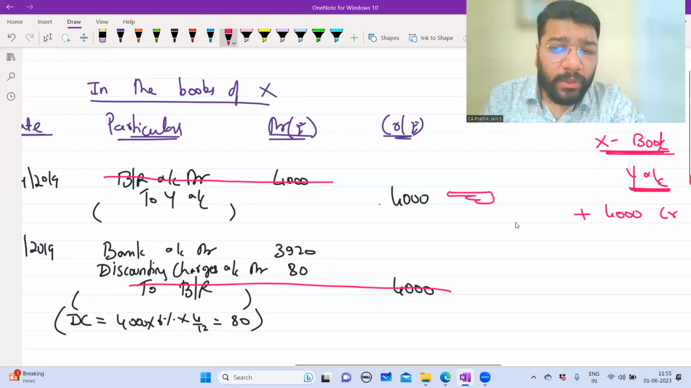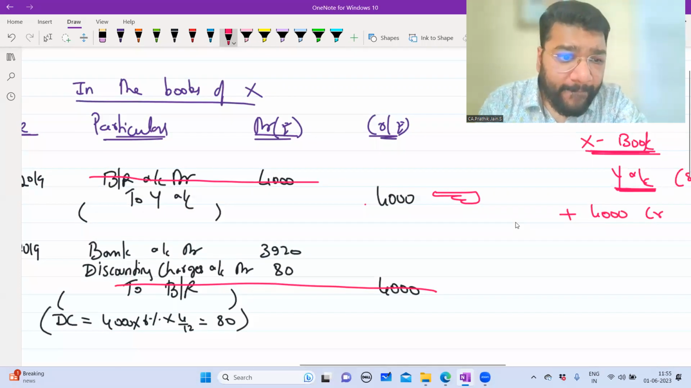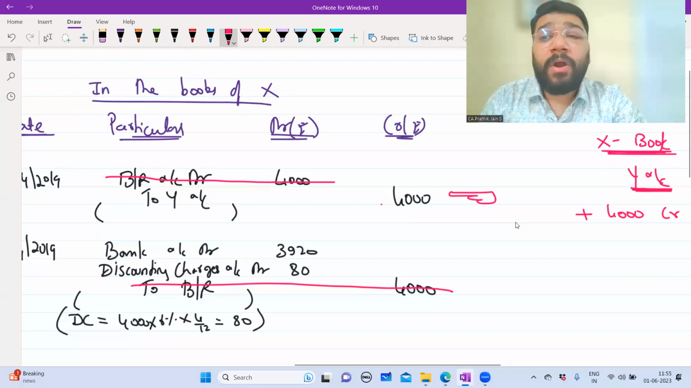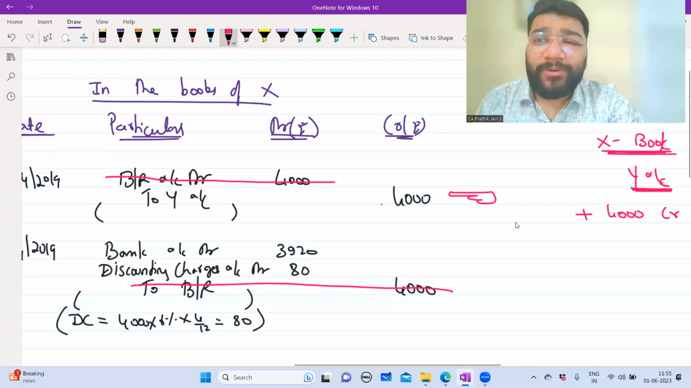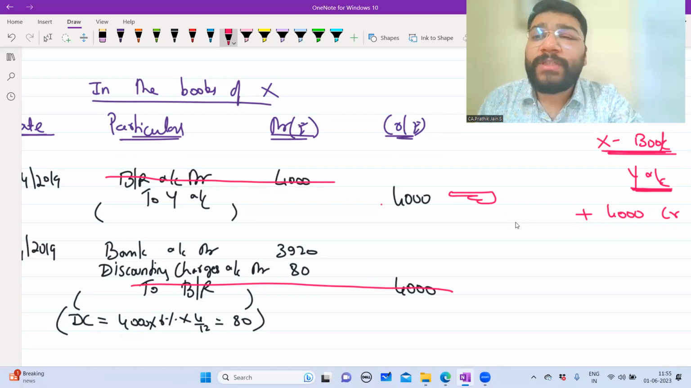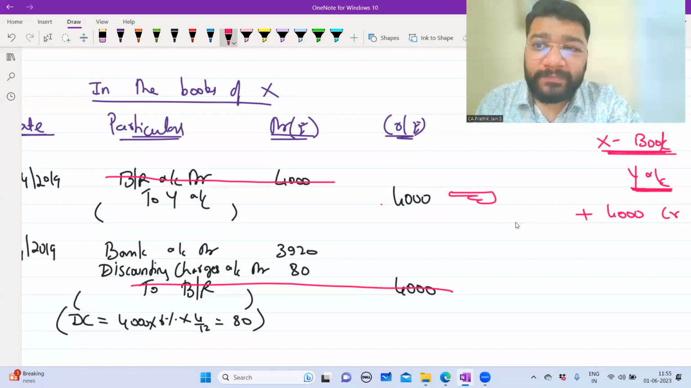This is Y account, so like 4,000. Y account debit to sales will not come. Why? Because we have not sold goods to Y. This is accommodation of bill. There is no genuine transaction that is flowing in or flowing out.